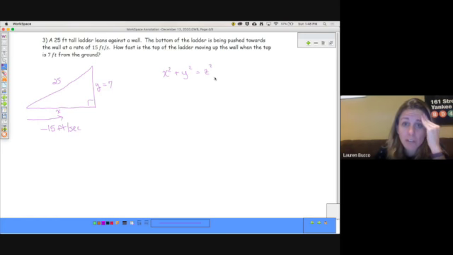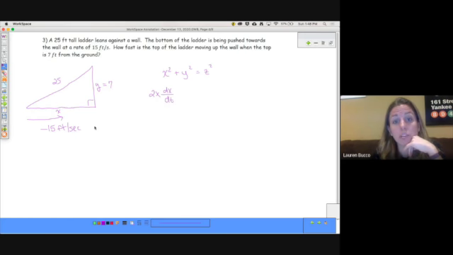So I'm going to take the derivative here, and then we'll simplify it. We won't have to do this every single time. So this will be 2x, and then the rate at which x is changing with respect to time, dx dt, which we already knew, that was given to us, plus 2y dy dt, which I think is what we're looking for, right? How fast is the top of the ladder moving up the wall when the top is 7 feet from the ground, is equal to 2z dz dt.